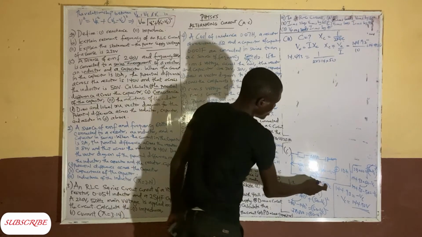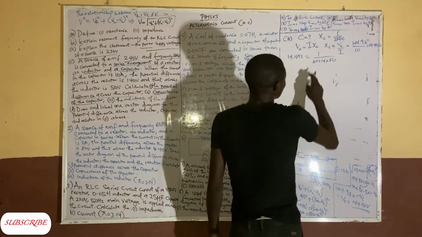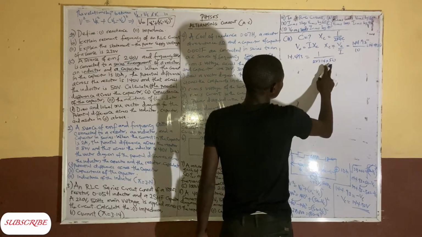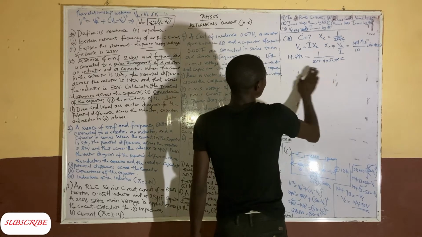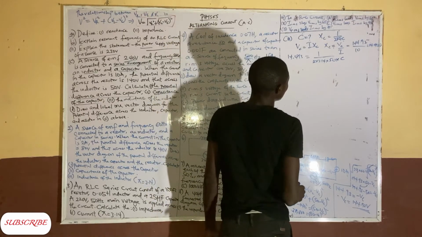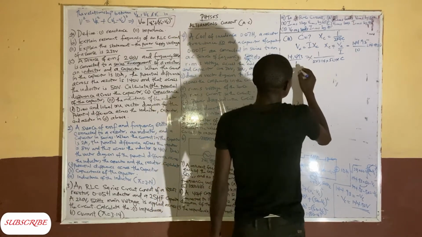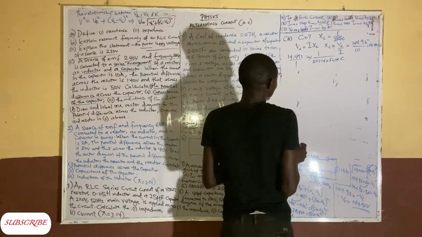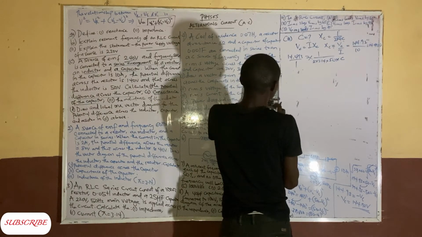So that is your F. What is 50 hertz? So 2 pi F, 50 hertz, times C, which you are looking for. When you multiply this now and you divide it, what do you have? So cross multiply. What do you have now? This times this, what do you have?